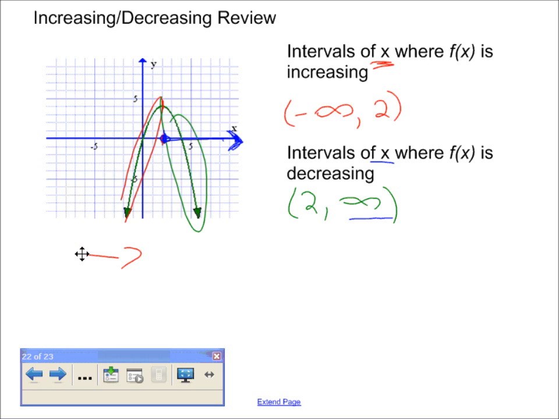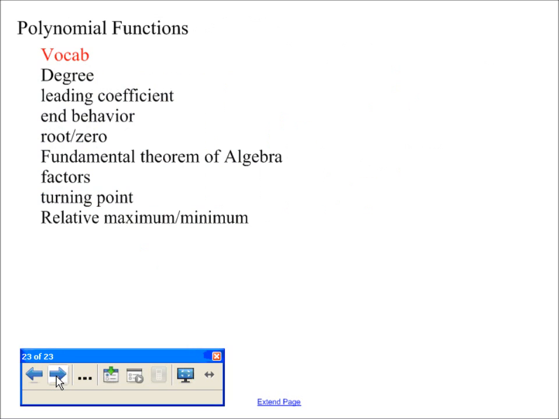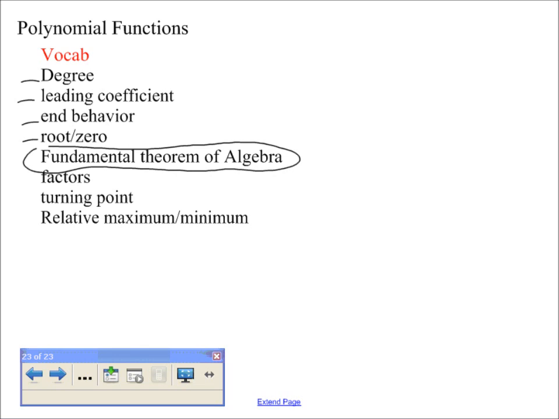All right. I hope that answers everything that you need on the worksheet. Once again, by now we should know all of these. We should have degree, leading coefficient, end behavior, root, zero, the fundamental theorem of algebra, which is really scary sounding, but not that big a deal. Factors, turning points, relative maximum, relative minimums.